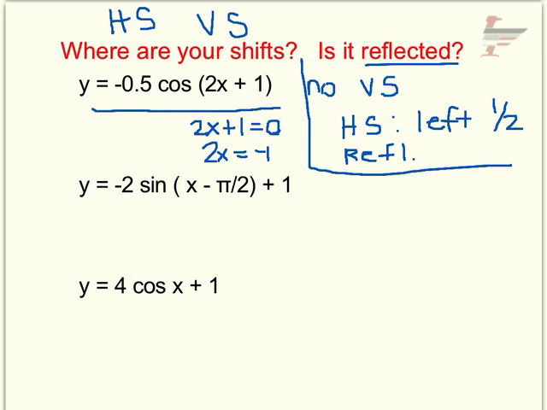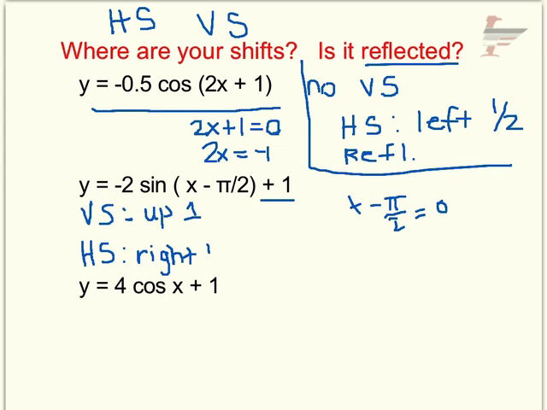All right, the second one, you have a +1, so you're going to have a vertical shift of up 1. That's that piece. All right, the horizontal shift, of course, if you take the stuff in parentheses and set that equal to 0, so x minus pi halves equals 0, that's pretty easy. You'll just add pi halves. So it's going to shift to the right, pi halves. And then notice that the number in front of sine is -2, so it will be reflected.